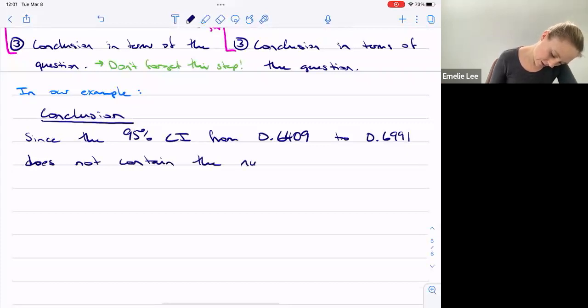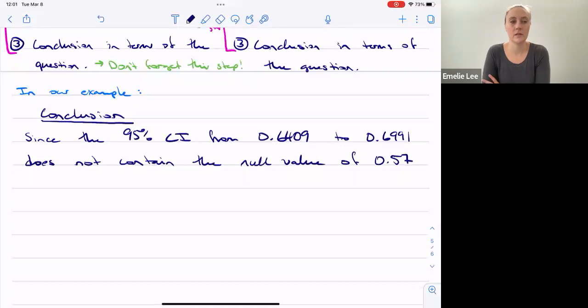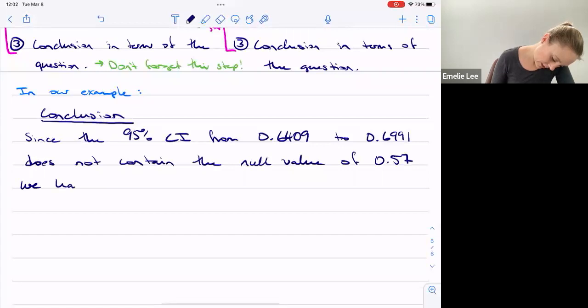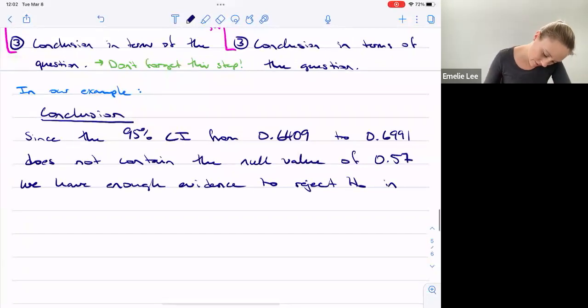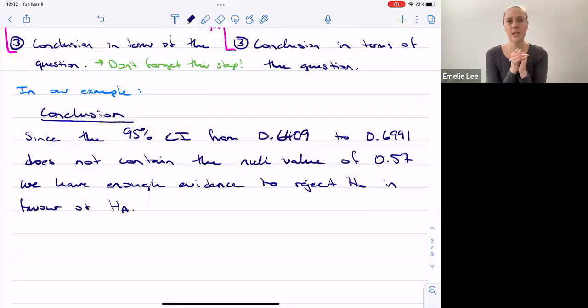the null value of 0.57, okay, we have enough evidence to reject H naught, right? And if we're going to reject H naught, which says that the proportion has not changed, then you should probably say in favor of what? In favor of it having changed. So we have enough evidence to reject H naught in favor of HA. This doesn't mean anything.